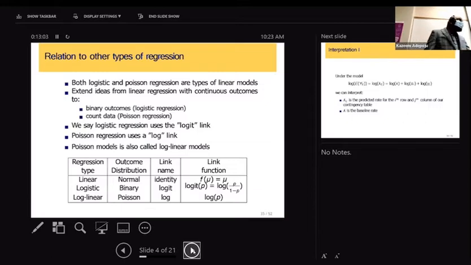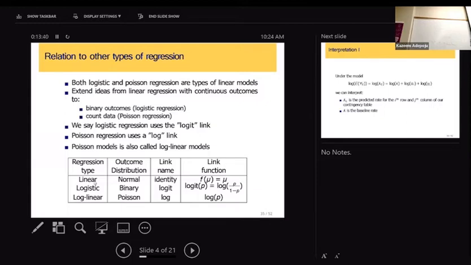Okay, now I want to show the picture comparing linear regression, logistic regression, and Poisson regression. Poisson regression is also called a log linear model. I want to take a look at the table now. In logistic regression, we did a logit transformation of the response, right? But what do we do in a Poisson regression? We did not do logit, but we did a log transformation instead of a logit transformation. And that is the reason when you take a look at the regression types, you're going to see linear, logistic, log linear.